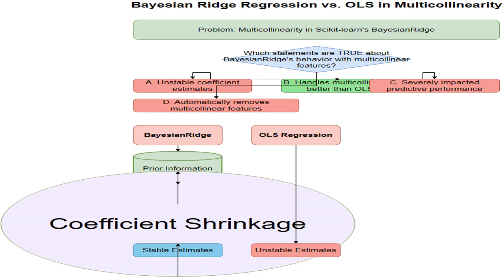This refers to the process where the regularization in BayesianRidge pulls the coefficient estimates toward zero. It's a way to reduce the impact of multicollinearity and to prevent overfitting. It's like putting a gentle brake on the coefficients.